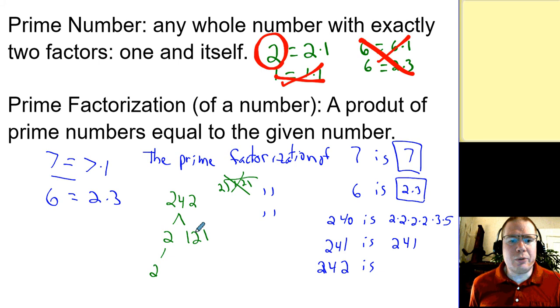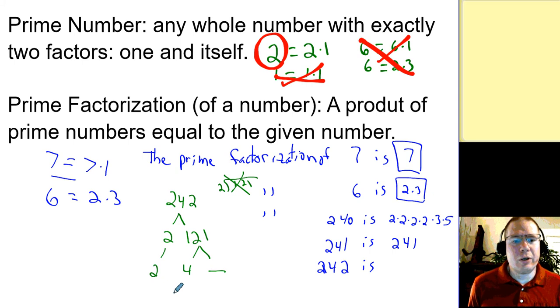For 3, let's see. 1 plus 2 is 3, plus 1 is 4. Or 1 plus 1 is 2, and 2 and 2 is 4. 3 doesn't go evenly into 4, so 3 won't go evenly into 121. So 3's worthless. 4. I'm not going to try 4. If 4 worked, then 2 would have worked.